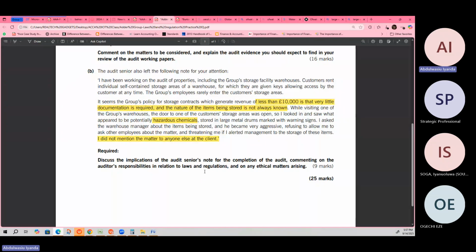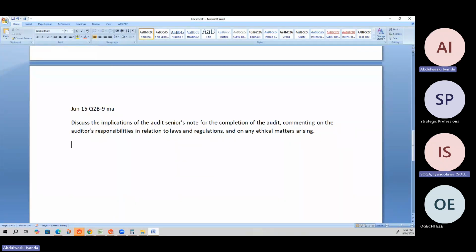So then I said that we discuss the implications. So this is the task now that I'm given. What are you going to do? Why did you say it is good that the senior auditor did not mention it at the client warehouse? Why is it a good thing?